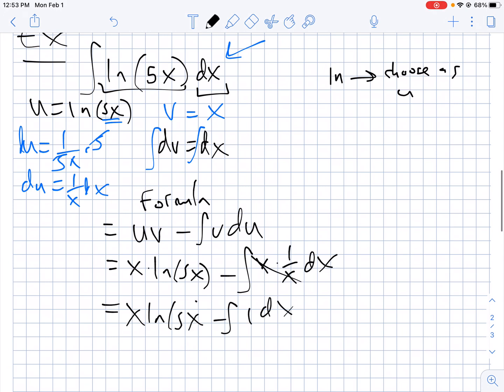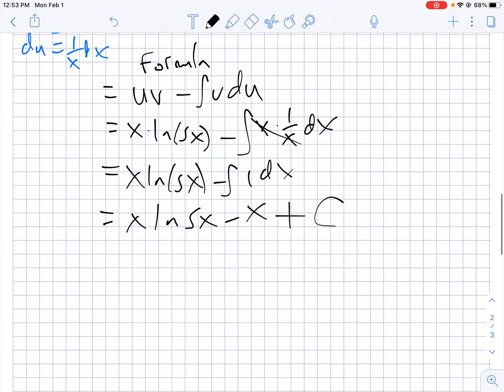So again, the integral just got way easier. So this is just x ln 5x minus x plus c. Now, my friends, that is how we would integrate natural log of 5x or ln x or something like that. Beautiful. Okay, let's look at another example here.